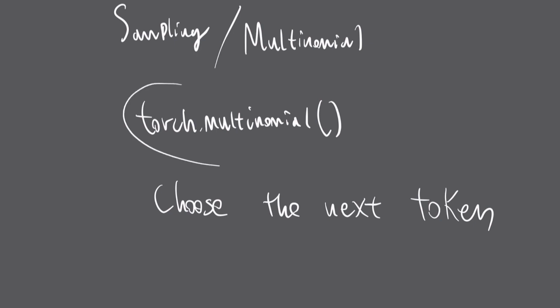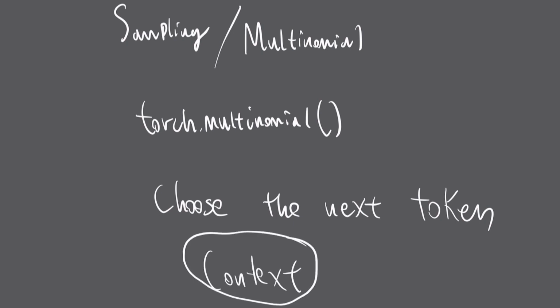Then, once we have the returned tensor from torch.multinomial, which will essentially be a tensor with just one element in it, the next token in our sequence, we're going to append that to our growing context. We're going to concatenate it with our growing context. And at the next iteration of the loop, we're going to call the model again, call the forward method for the model again.